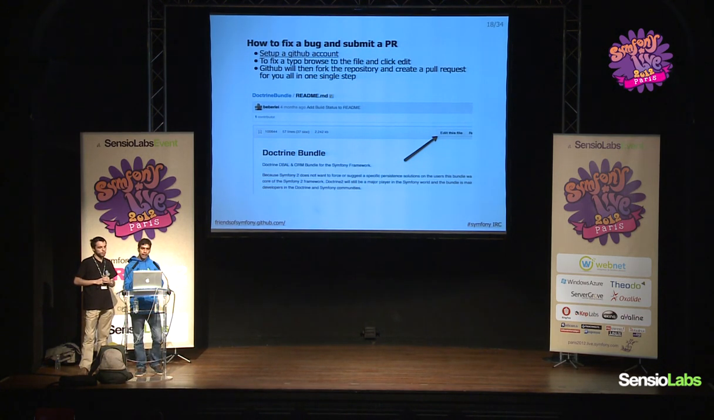You can then inline edit the file, and you can also set a commit message, and then when you submit that, what it does is create a fork of that bundle in your GitHub account and submit a pull request at the same time for you. So this is a very easy way if you quickly want to edit something small that is maybe a little bit off, like a typo in a README or something like that.